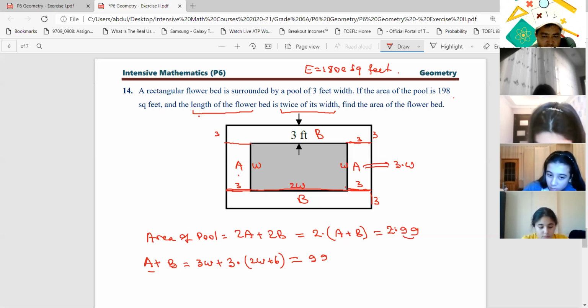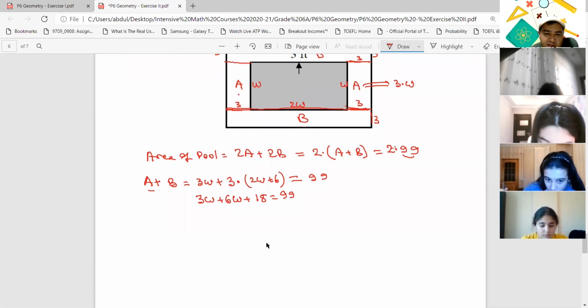Again, I can simplify this. 3W plus 3 times 2W, it is 6W. 3 times 6, it is 18. On the right-hand side, we have 99. Very simple equation. Now, 3W plus 6W is 9W. Take 18 to the right-hand side, 99 minus 18, right? And 9 times W equals this.